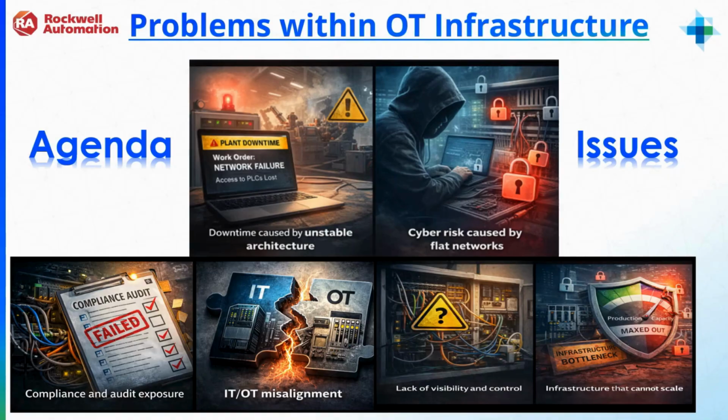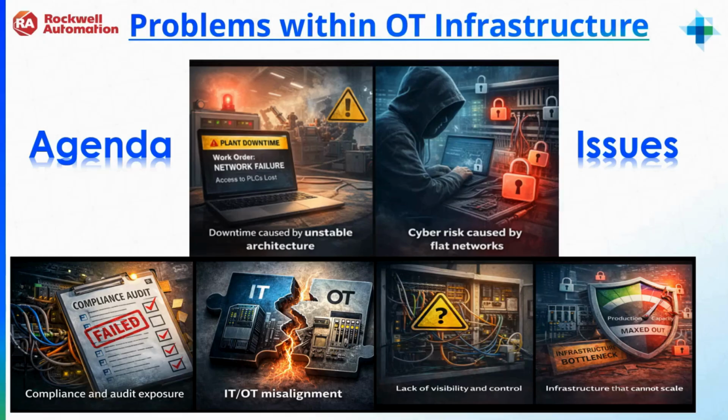So our first issue we have is downtime caused by unstable architecture. An example of this can be unmanaged switches. Next, we have cyber risks caused by flat networks. An example of a flat network could be all devices being on the same VLAN. Next, we have compliance and audit exposure. An example for this would be failing to comply with federal regulations.